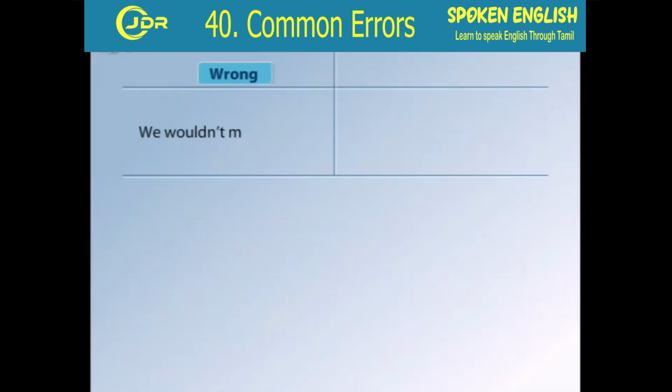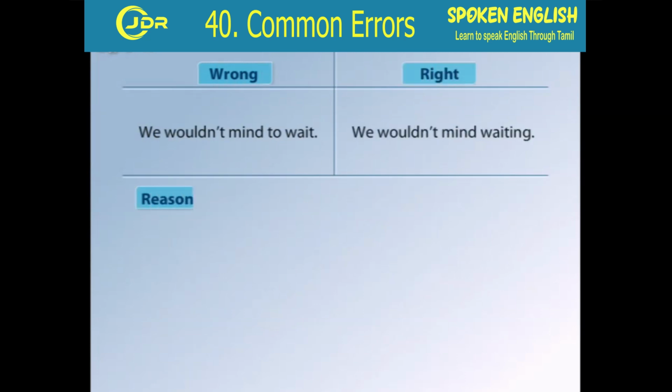Wrong: we wouldn't mind to wait. Right: we wouldn't mind waiting. Reason: when mind is followed by a verb, it is always ing plus verb.